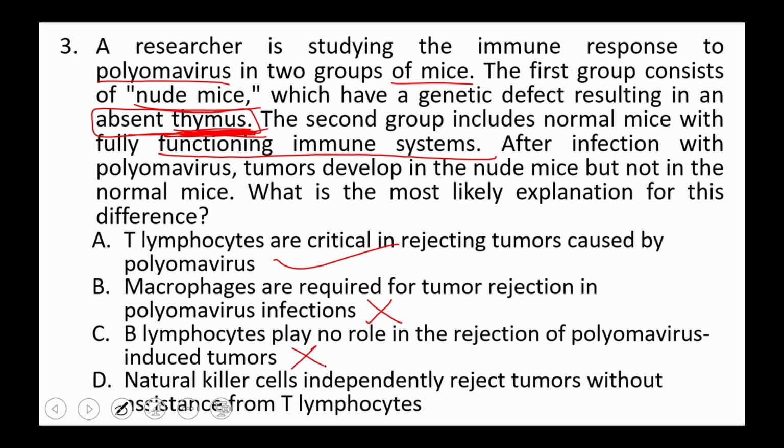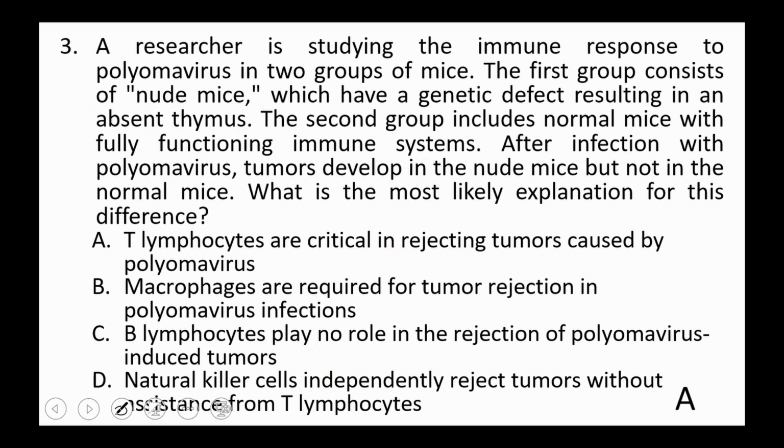Natural killer cells independently reject tumors without assistance from T lymphocytes. Yes, natural killer cells are a good example of innate cells which are effective against virus-infected and tumor cells. But this is not linked with thymus again. So the best answer for this will be A.